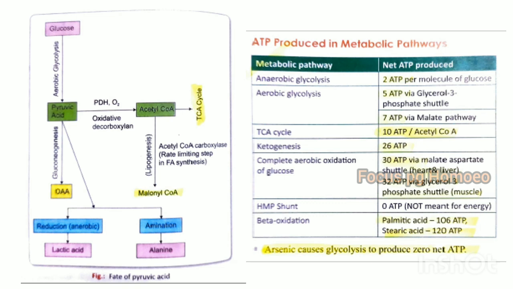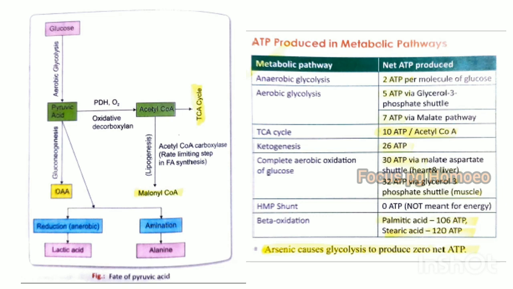Then in the process of gluconeogenesis, pyruvic acid forms OAA. OAA is oxaloacetic acid. Pyruvic acid may also, in the process of the anaerobic cycle, form lactic acid, and by amination it may form alanine. Then this is the table showing the number of ATPs totally produced.